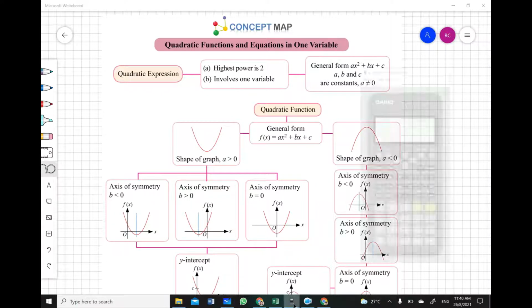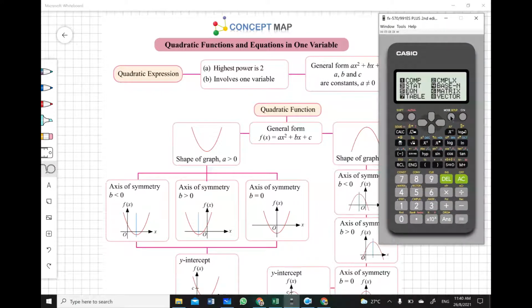If you look at your calculator, if you press the mode here and then you press the equation, you can see you have x and y. So this is 2 variable. And then this one, x, y, z, 3 variable. So the one that we are learning is just x only, the first one. Okay, 1 variable, this one.